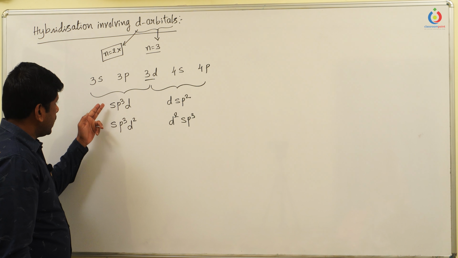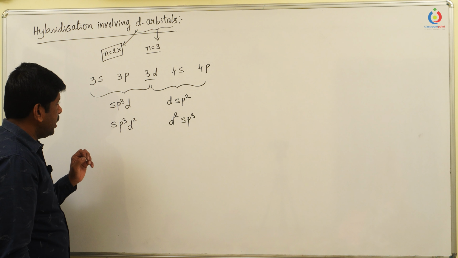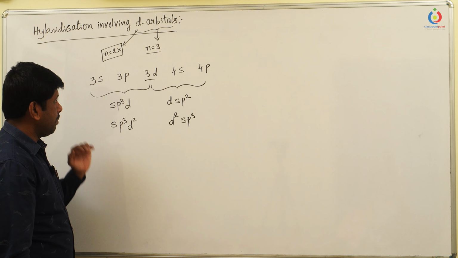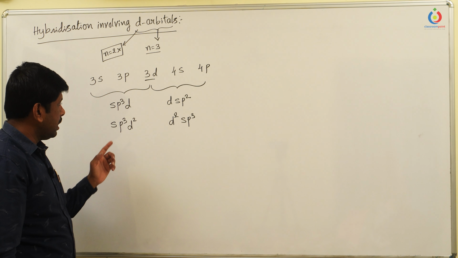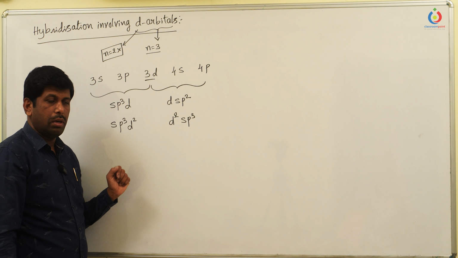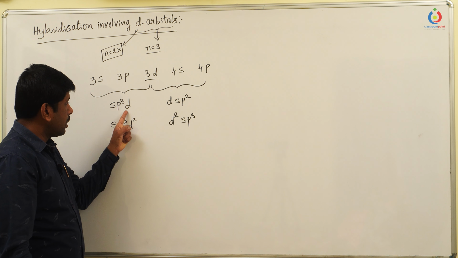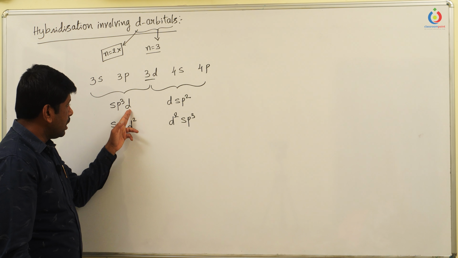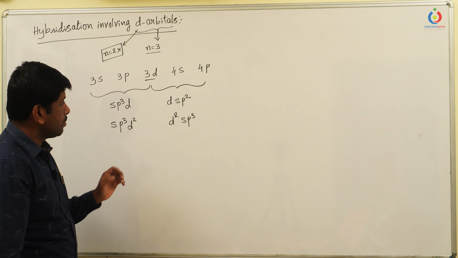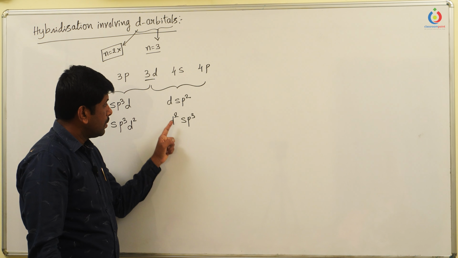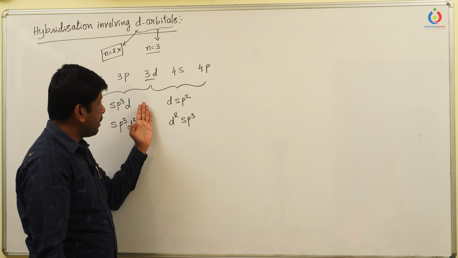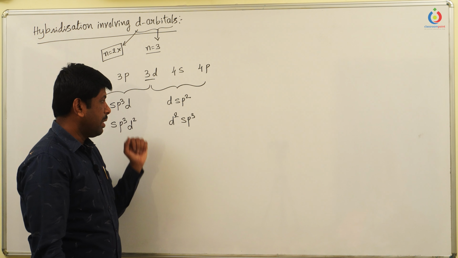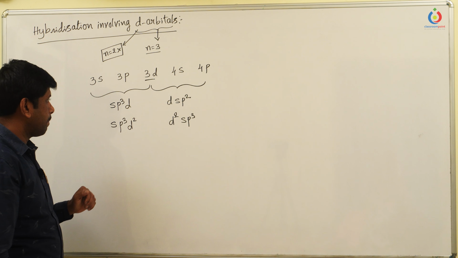In case of both sp3d and sp3d2 orbitals, the d orbital is present after the p orbitals. That means these are called the outer orbital configurations. So outer side means the outside d orbital participated. So these are called the outer orbital hybridizations. And in the other cases, the inner d orbital participated. That's why these are called the inner orbital hybridization orbitals.